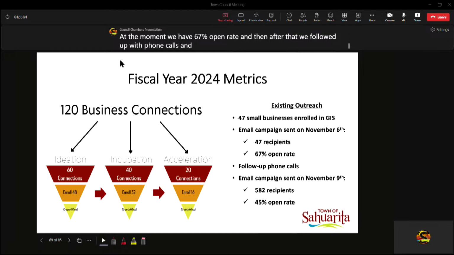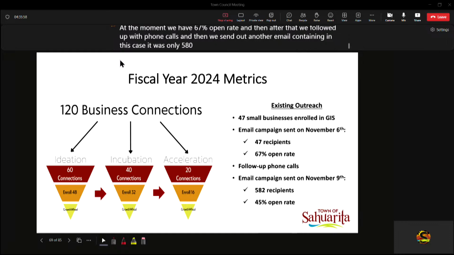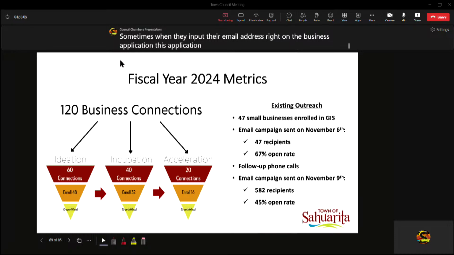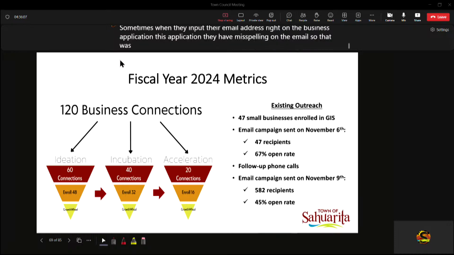And then we sent out another email campaign. In this case, it was only 582 recipients. Sometimes when they input their email address right on the business license application, they have a misspelling on their email. So that was reduced to 582. But we had a pretty good open rate.